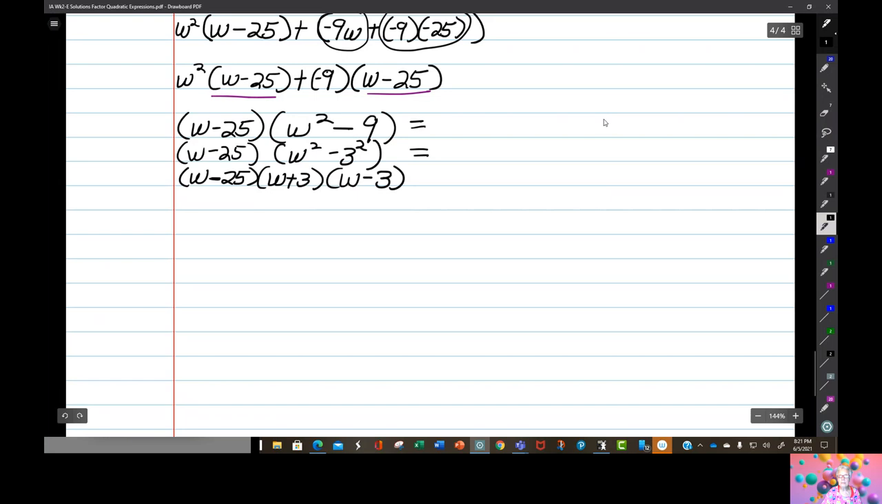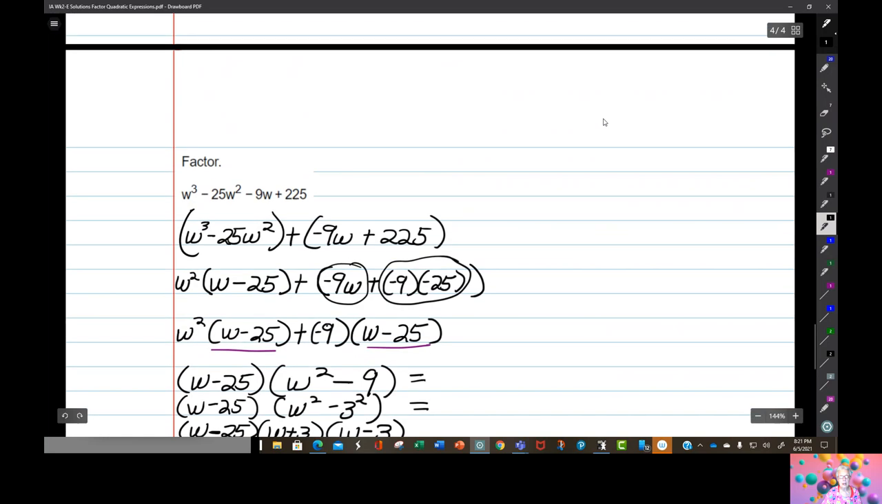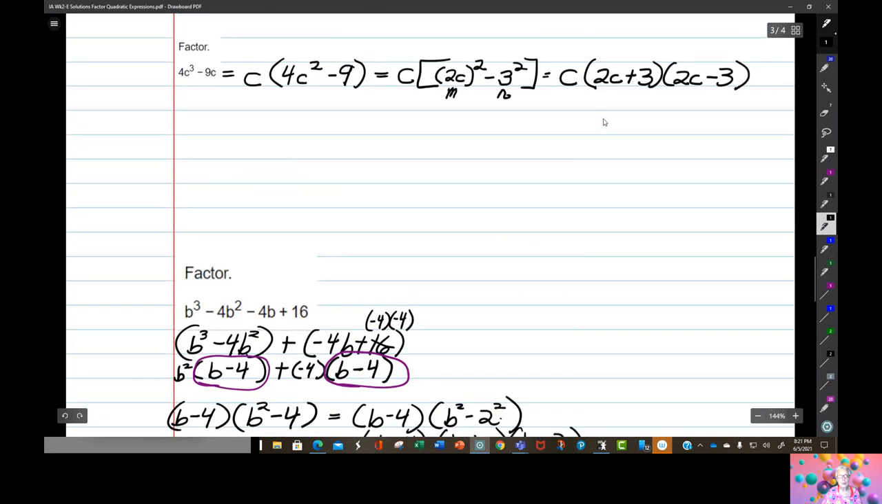And we have done some pretty hardcore factoring. But don't worry, you're going to get to do a lot more, I promise. And in college algebra, even more.